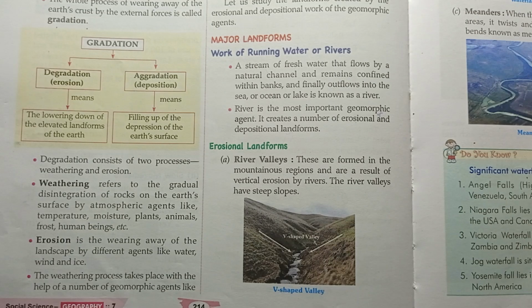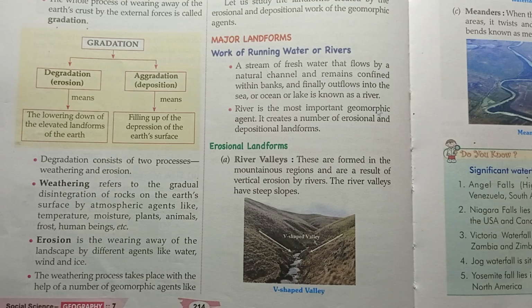Now next one. River is the most important geomorphic agent. Means it is a mobile medium, like running water, wind, currents, waves, etc., which removes, transports and deposits earth materials. So it creates a number of erosional and depositional landforms. Let's start from erosional landforms.